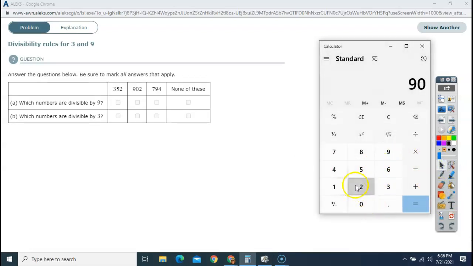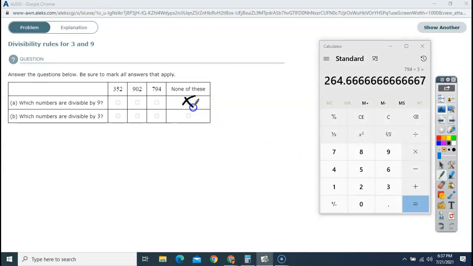902. Can we divide by 9? Nope. 102.2. Let's do it for 3. I already know that's not going to work because we couldn't do it by 9. And there you have it. So far, nothing. We can't divide by anything. Let's try 794. 794 divided by 9. Nope. So it's not going to work for 3. Alright, so none of these are divisible by 9 or 3.